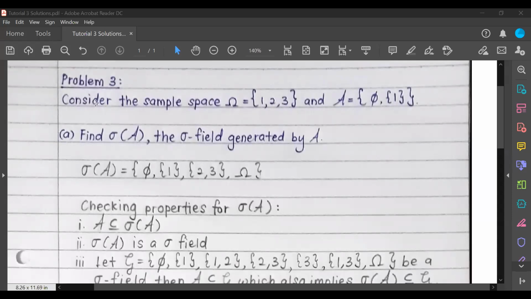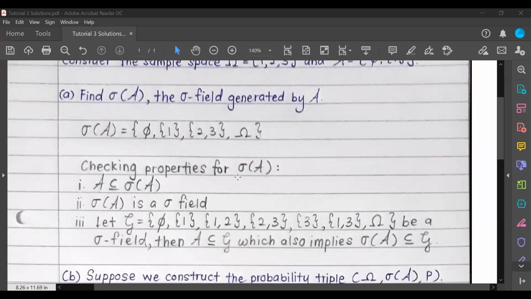So for problem 3, consider the sample space omega equals {1, 2, 3}, and A equals {the empty set, {1}}. A is a collection of subsets of omega. So for A, find the sigma field generated by A. So this is my sigma field generated by A. I just use the operation of complementation of {1} with respect to omega, so I just added {2, 3}.